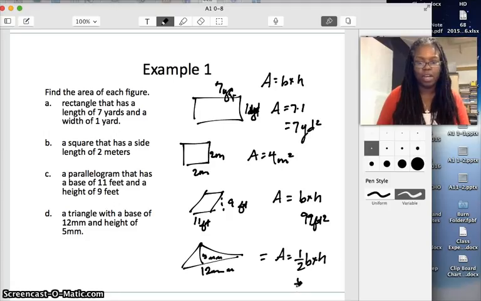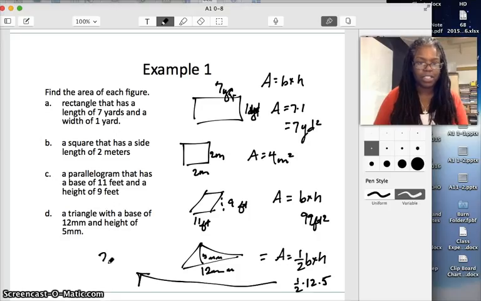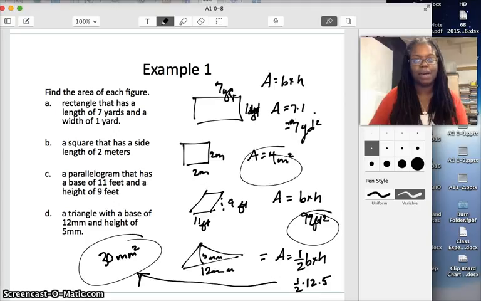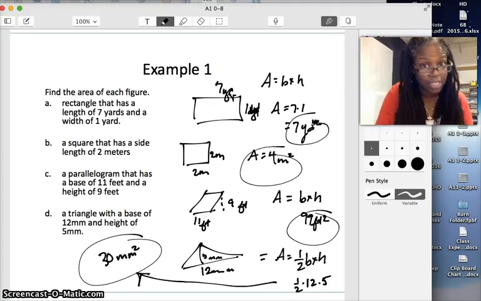And so that's going to be 1/2 the base 12 times the height 5, which is going to end up giving me 6 times 5, which is going to end up with 30. I'm going to draw an arrow over here and put my answer and say that that's 30 millimeters squared. And those are my answers. If you have any questions about this, I know I'm moving quickly, but I think you've all seen this before. If you have any questions, please ask me in class.